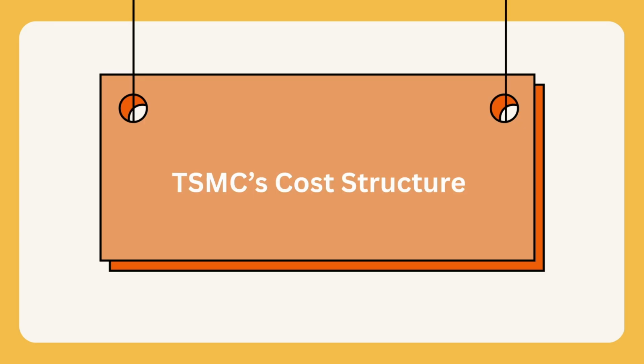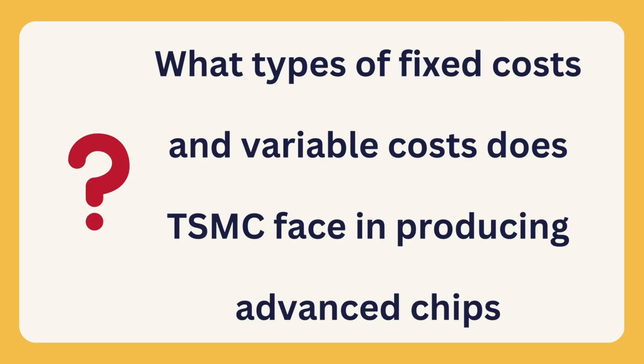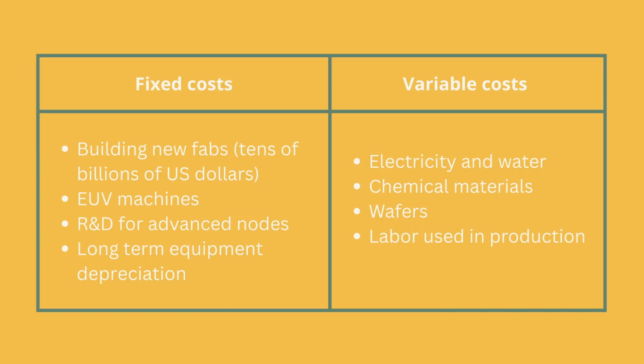Okay, the second question is TSMC's cost structure. What types of fixed costs and variable costs does TSMC face in producing advanced chips? Fixed costs such as building new fabs, EUV machines, R&D for advanced nodes, and long-term equipment depreciation. The variable costs are electricity and water, chemical materials, wafers, and labor used in production.